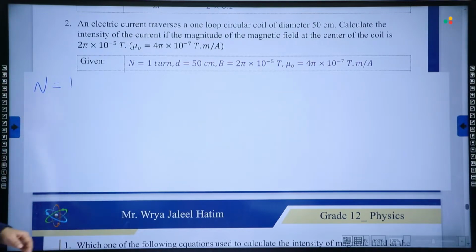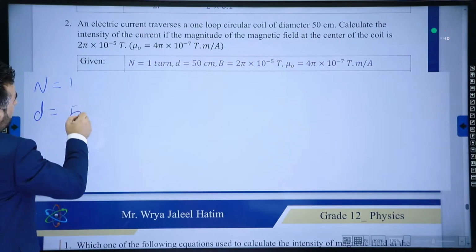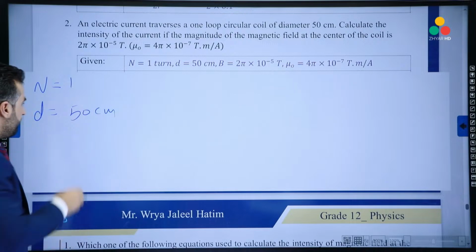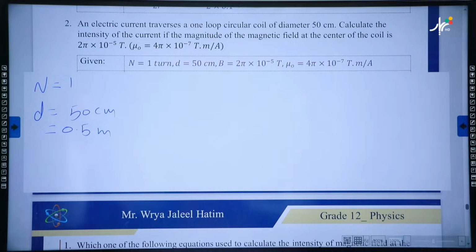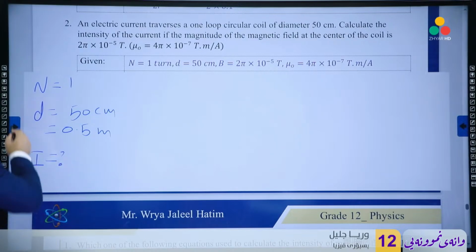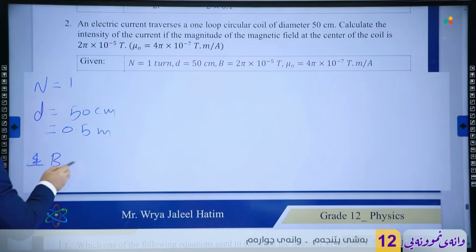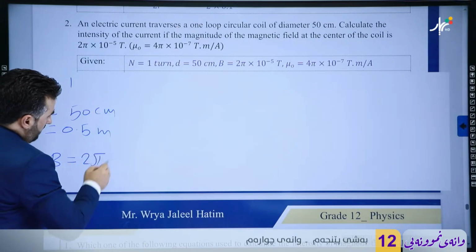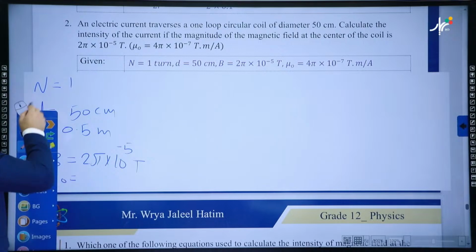It says diameter, by the way, we have diameter here. Let's use D small for diameter. Okay, that is 50 centimeter. Remember, if I convert this one to meter, it's going to be 0.5 meter. Okay, calculate the intensity of the current if the magnitude of the magnetic field at the center of whatever. So find the current. Okay, what is the current? How about if I write the magnetic field strength first? Okay, magnetic field strength, that is B, equals 2 pi times 10 to the power negative 5 Tesla. And mu naught is also given. So let me not write mu naught for now.